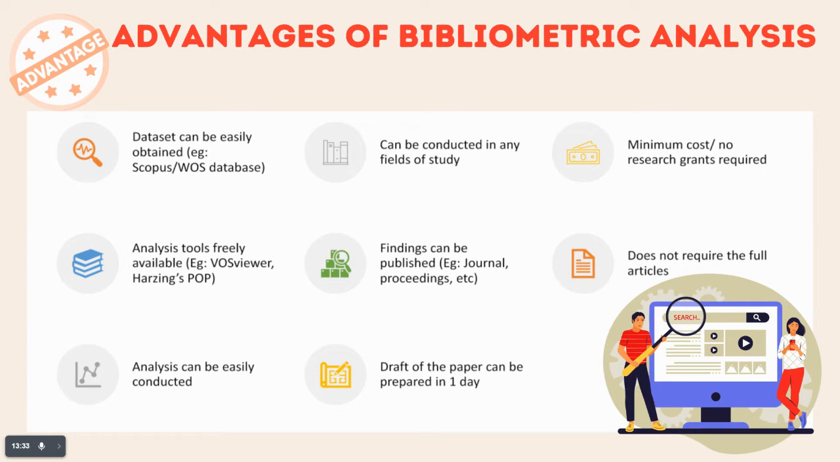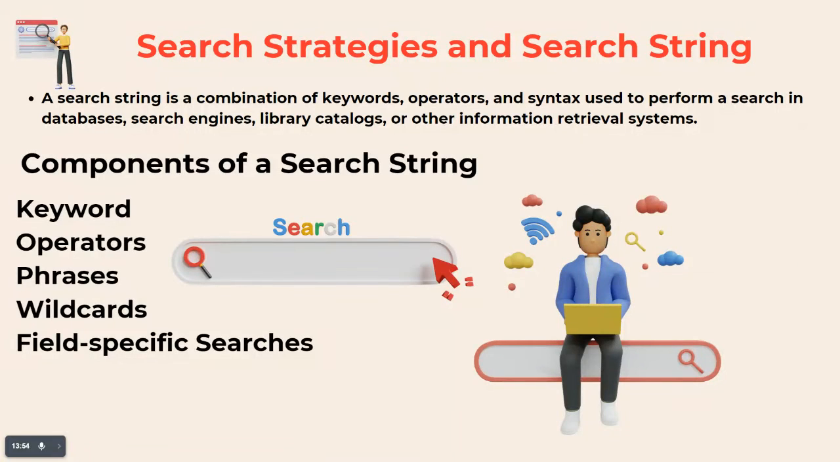So already you know what bibliometric analysis is, then you know the key elements of bibliometric analysis, and you already knew the objectives you should have when you start the bibliometric analysis. And now you know the advantages of bibliometric analysis, right? So the next one is called search string and the search strategy, right?